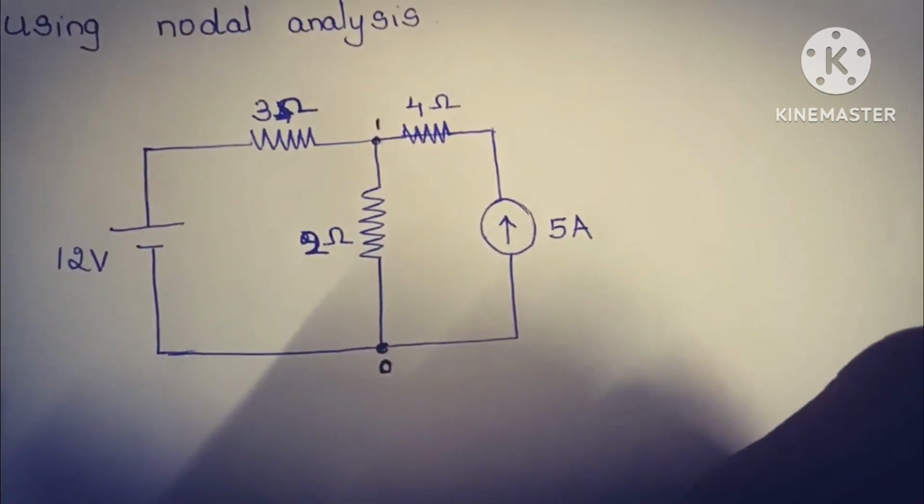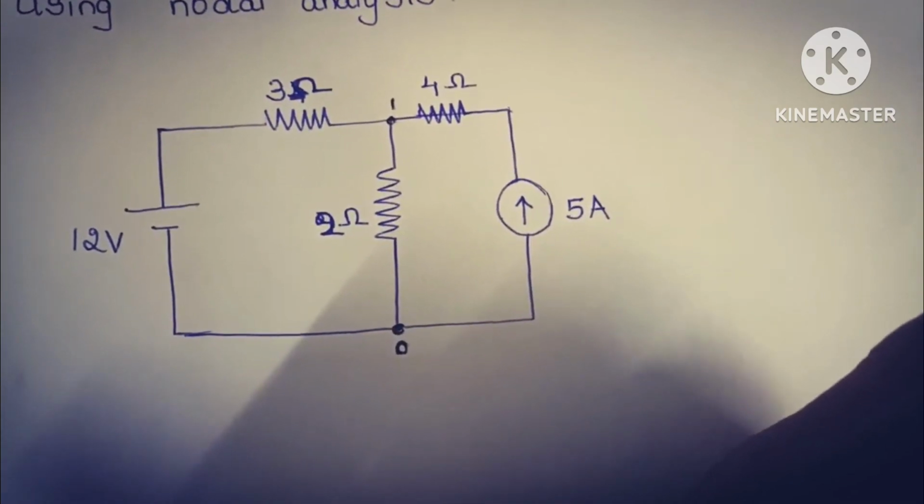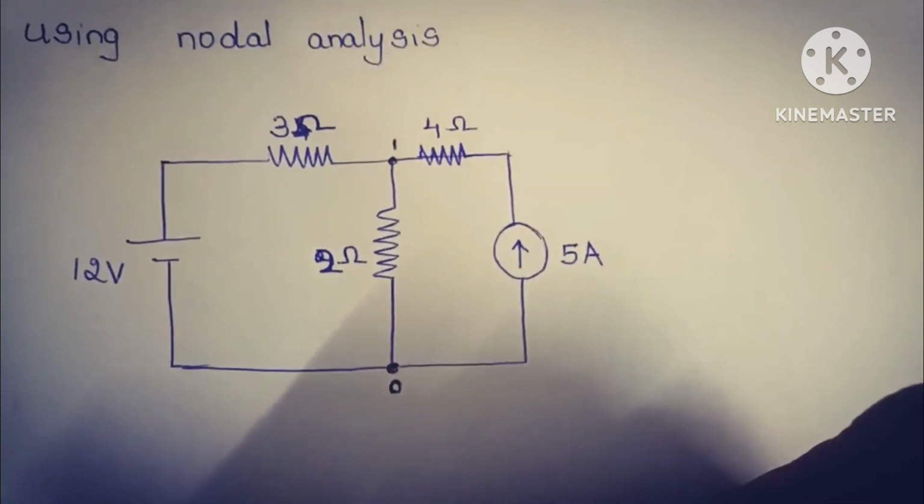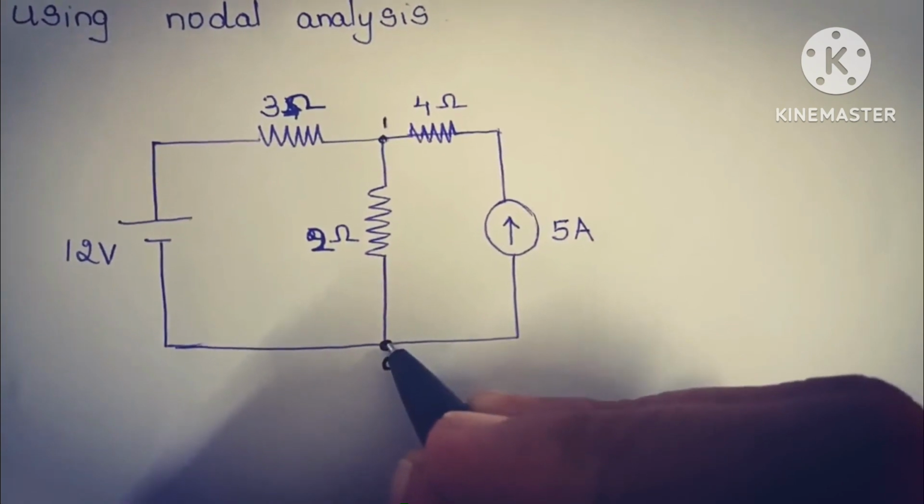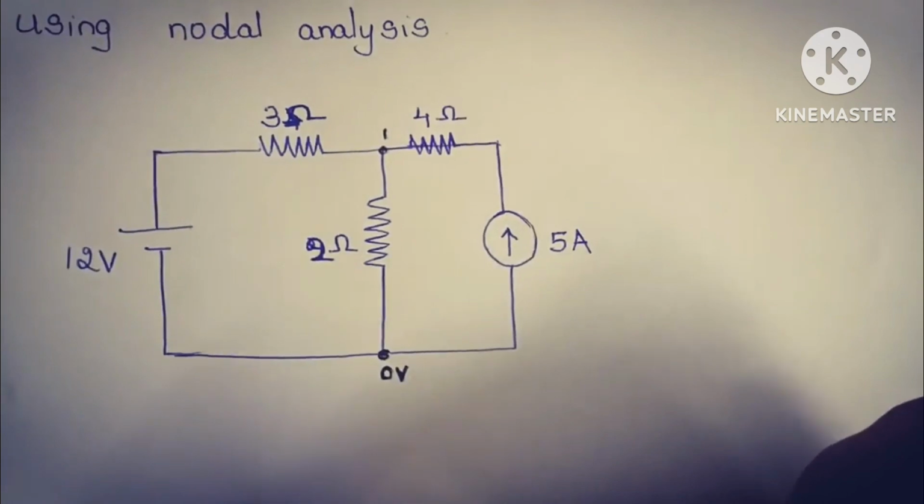The second step is we have to take one node as the reference node and assign the voltage to be equal to 0 volts. I am taking this node as the reference node and I assign the value of voltage to be equal to 0.